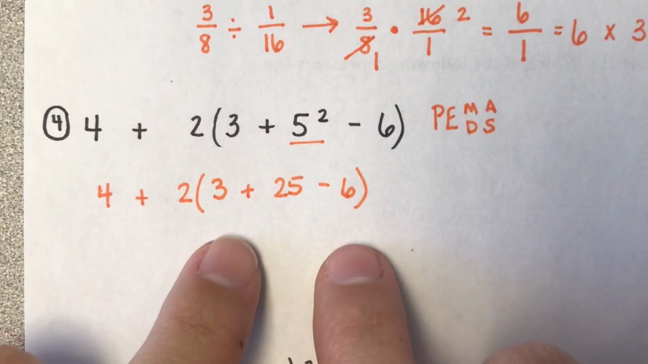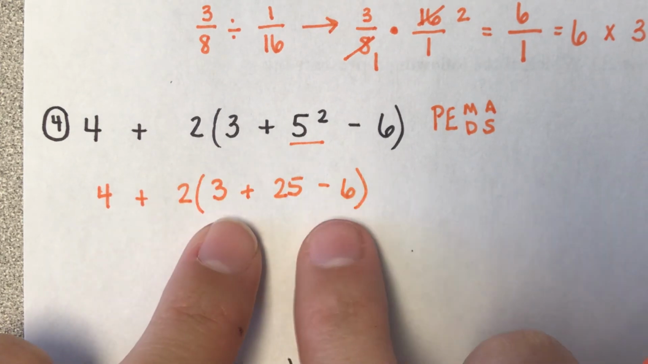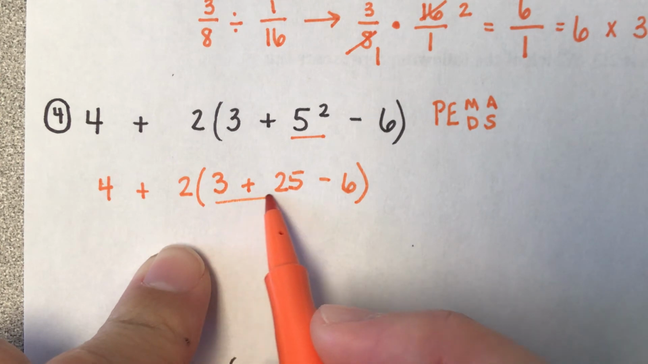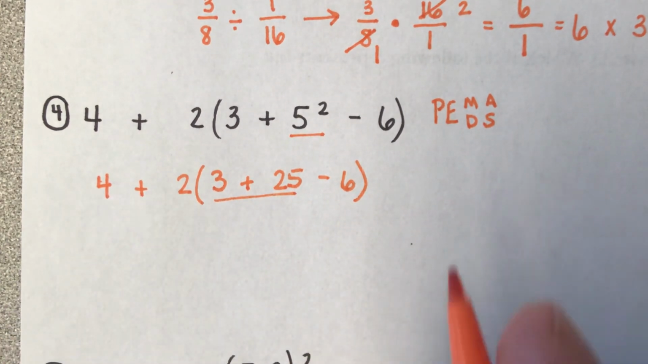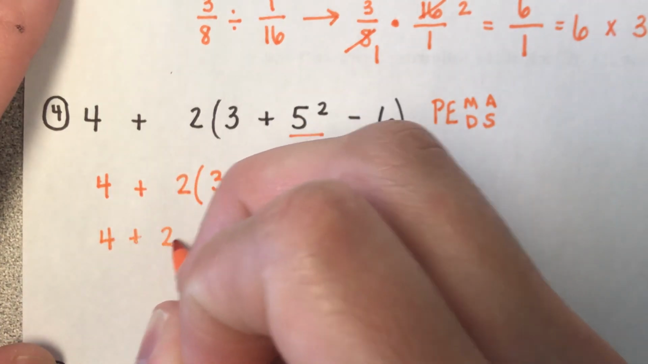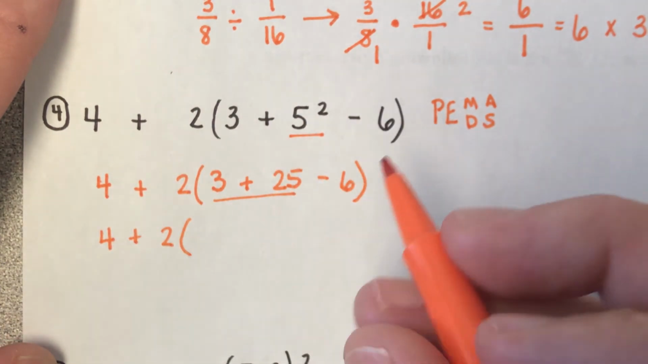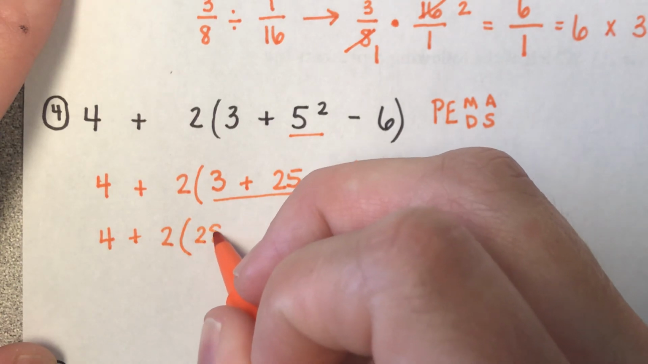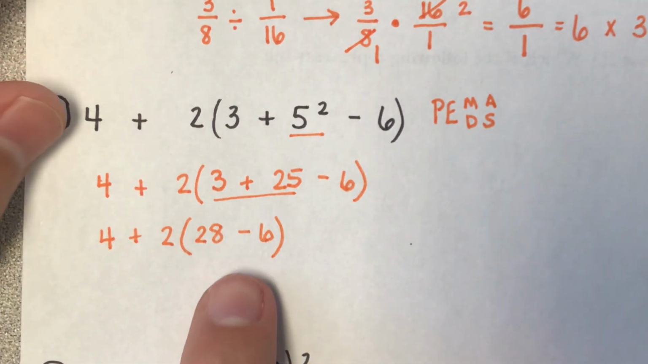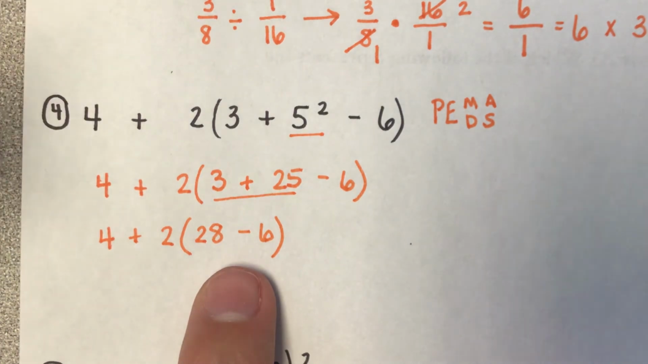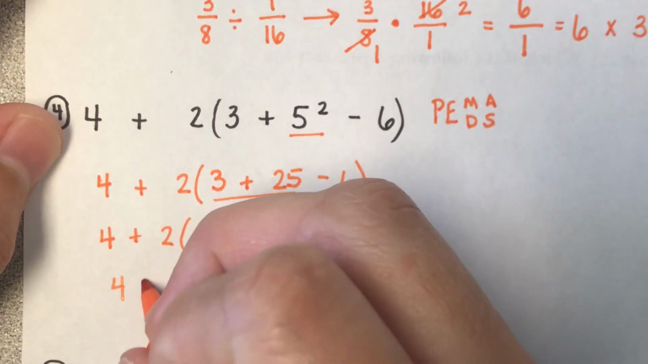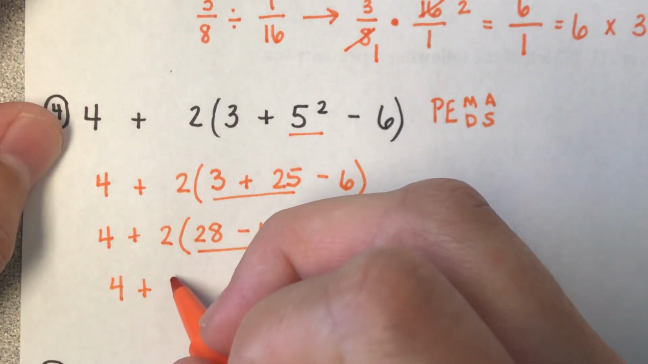All right, so now inside my parentheses, I've got addition and subtraction. So therefore, I need to do my addition first, because when you have addition and subtraction, do whatever comes first, left or right. So 4 plus 2, 3 plus 25 is 28. Okay, now I'm going to do this part because it's still parentheses. I haven't finished what's in my parentheses yet. So 28 minus 6 would leave me with 22.